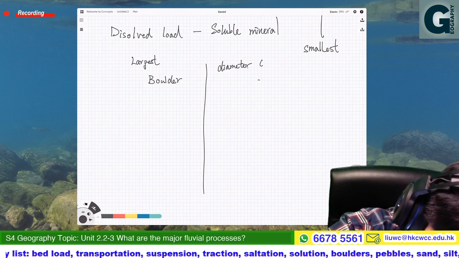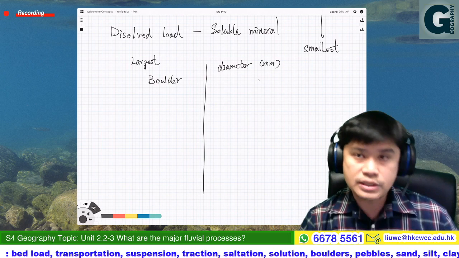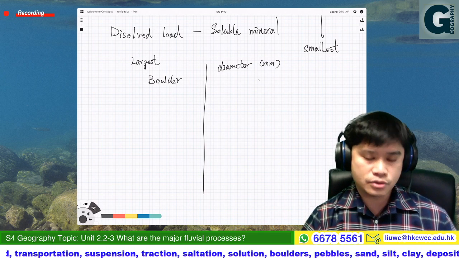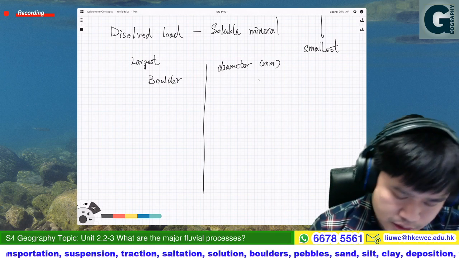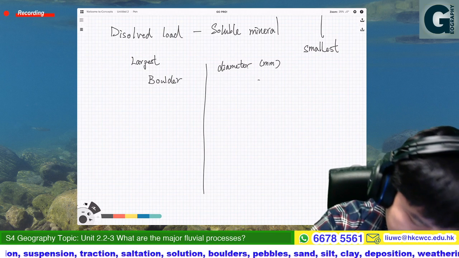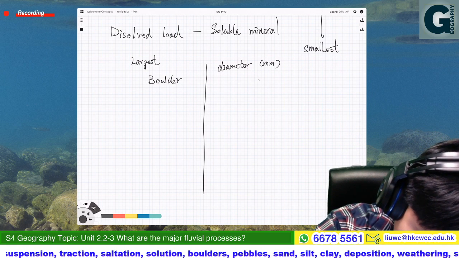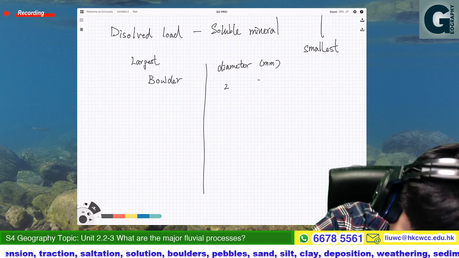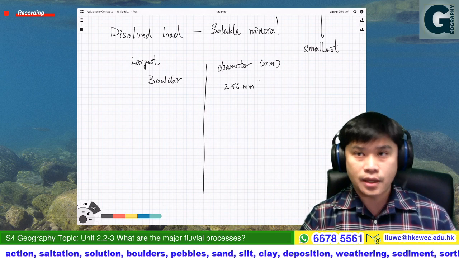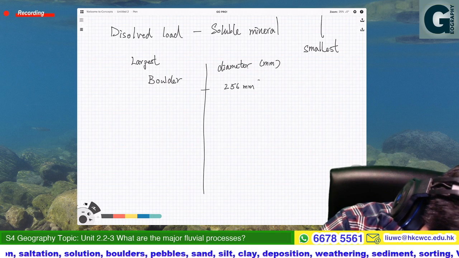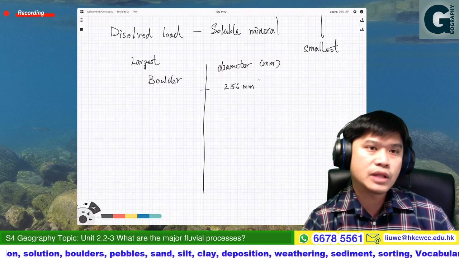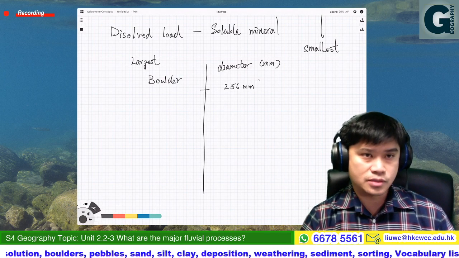How large would the boulders be? If we use the diameter to classify the boulders, that is when the diameter of the piece of rock is larger than 256 mm. For this size, if it is larger, we would call it boulders. So the largest bedrock.